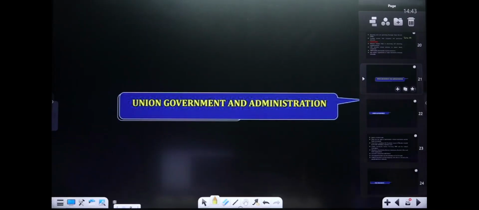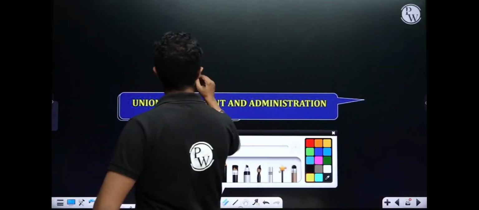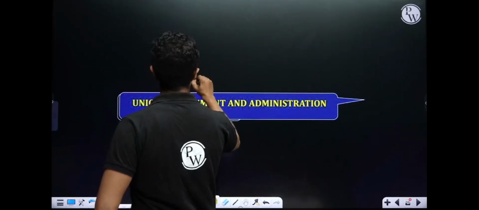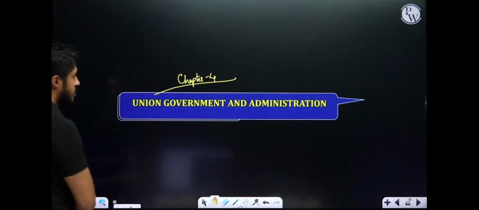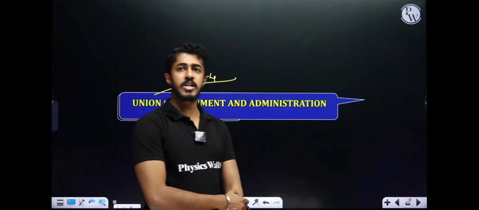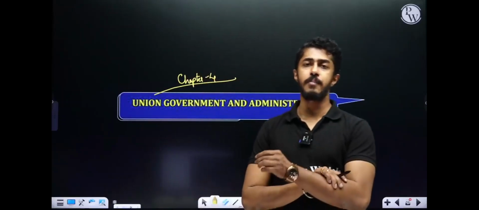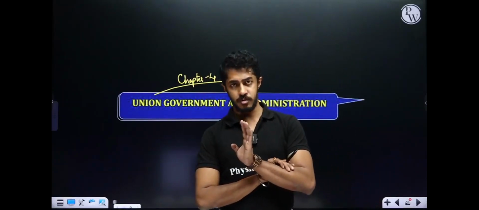So next we are starting with our chapter 4, Union Government and Administration. From this point onwards, we will be discussing all the practical aspects of Indian administration.